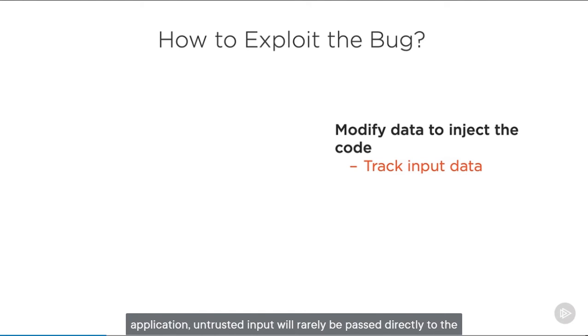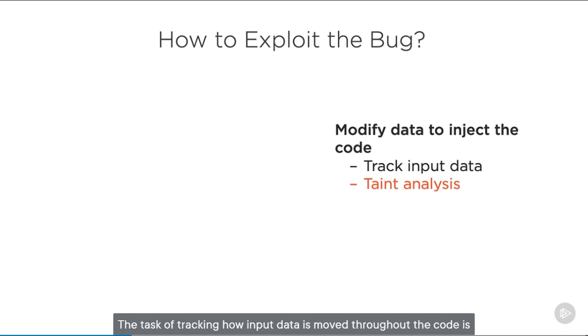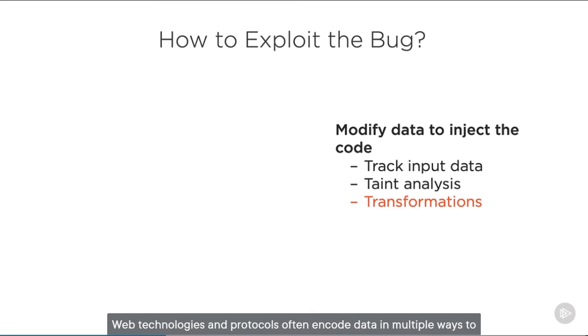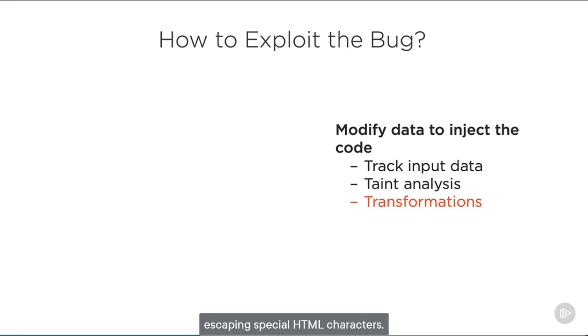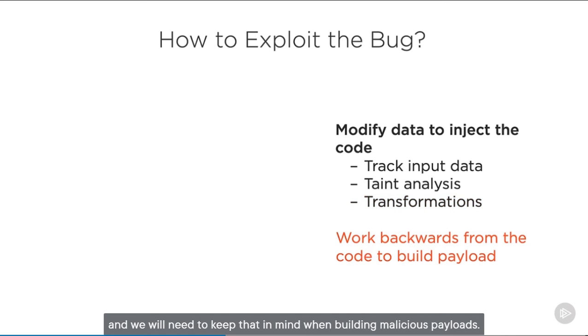In a well-written application, untrusted input will rarely be passed directly to the sink unmodified. The task of tracking how input data is moved throughout the code is often called taint analysis or taint tracking. We also need to keep track of all the transformations applied to the input data along the way. Web technologies and protocols often encode data in multiple ways to make them suitable for use in a particular context. Examples of such transformations are URL encoding and escaping special HTML characters. Such data transformations are often reversible, and we will need to keep that in mind when building malicious payloads.